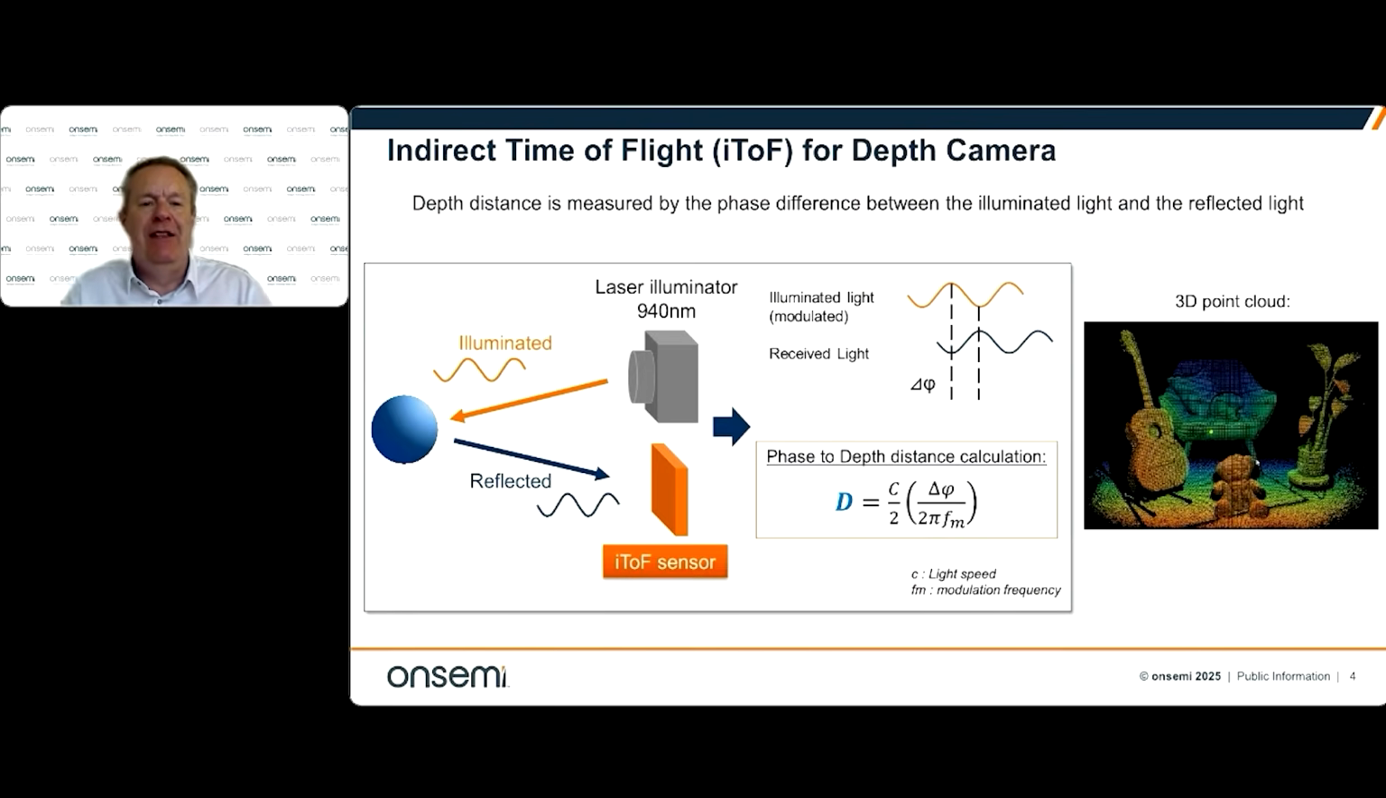Okay, let's go back to some basics about what indirect time of flight is. As I said earlier, it's measuring the phase shift or the phase difference between illuminated and reflected light. So you're sending out an illuminated continuous wave modulated signal, and then you're measuring the phase shift of the received light, as shown in the middle there. Then you calculate the depth distance based on the speed of light and the modulation frequency. Because you know the frequency, the speed of light is fixed, and you know what that phase shift is, you can measure that distance accordingly. So that's really all indirect time of flight is. That then gives you a resulting 3D point cloud, which I'll go on to explain.